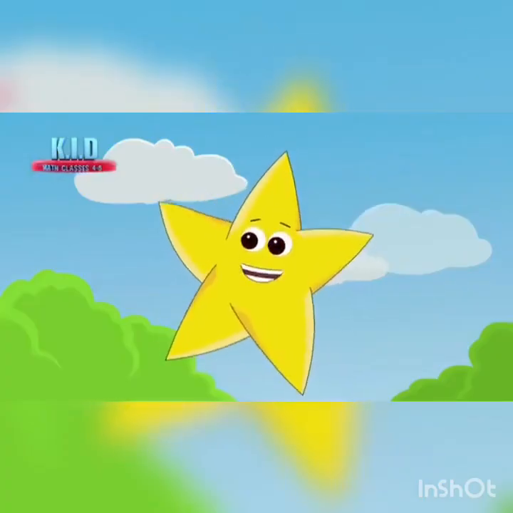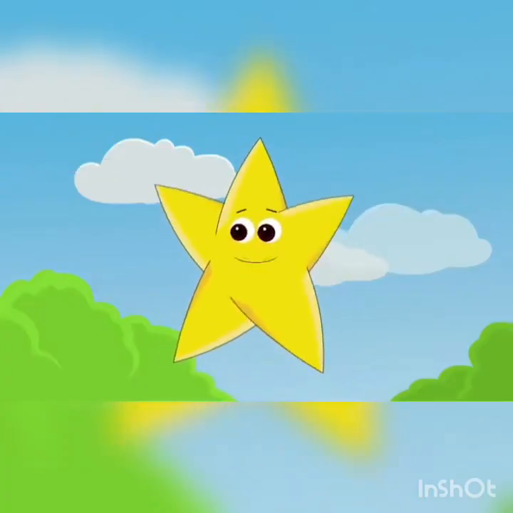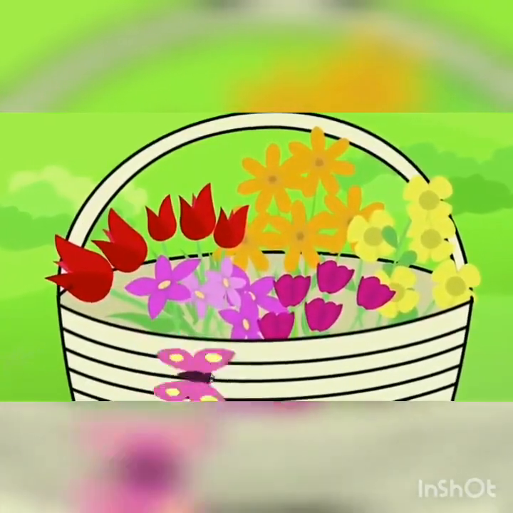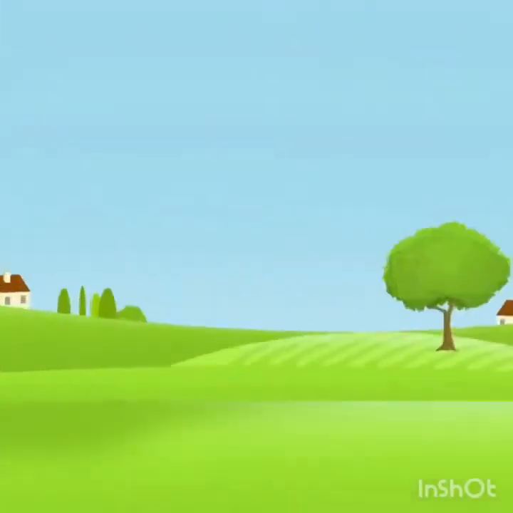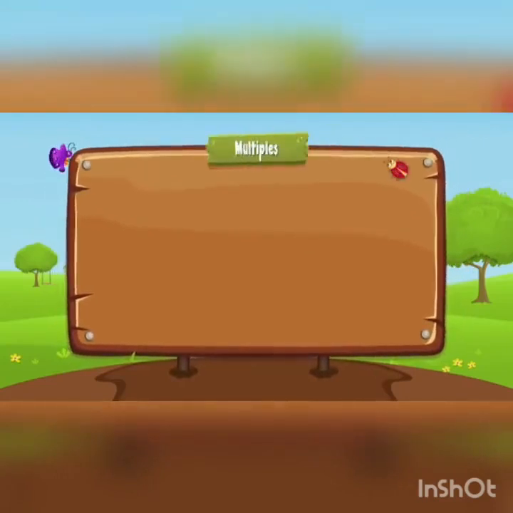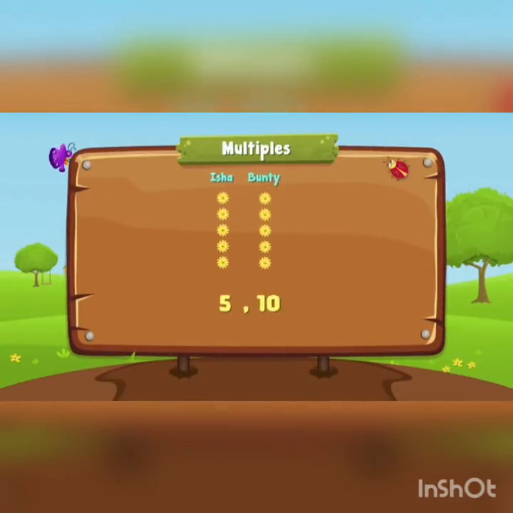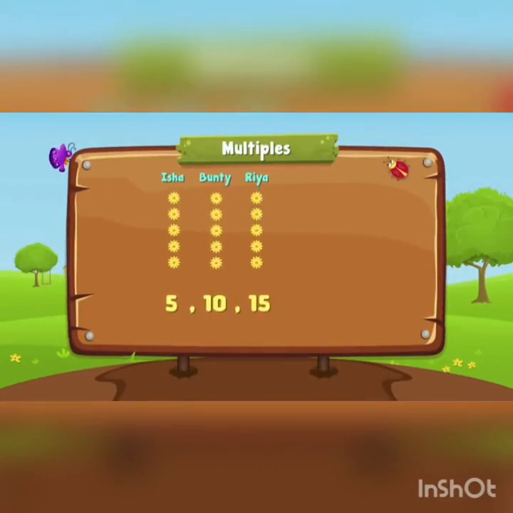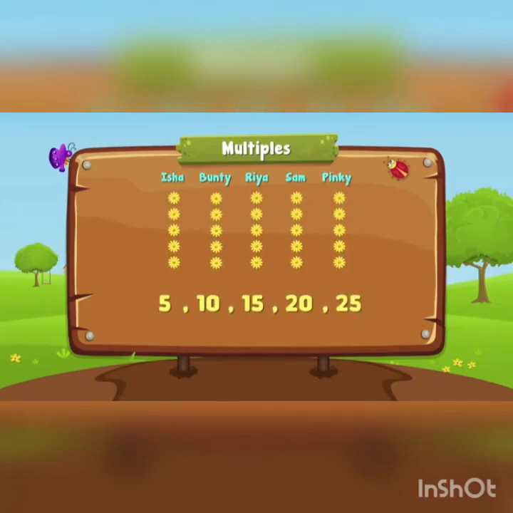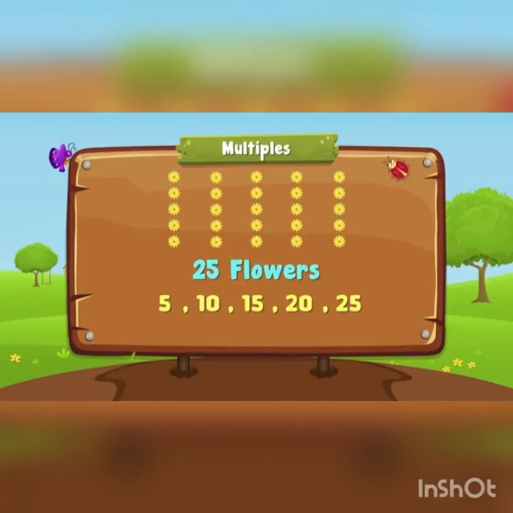I was telling you that Isha just made it simpler for you because she gave you flowers in the multiples of 5. Isha said she collected these 5 flowers and the next 5 by Bunty, the next 5 by Ria, the next 5 by Sam, the next 5 by Pinky. So, see, your friends have found 25 flowers in all.